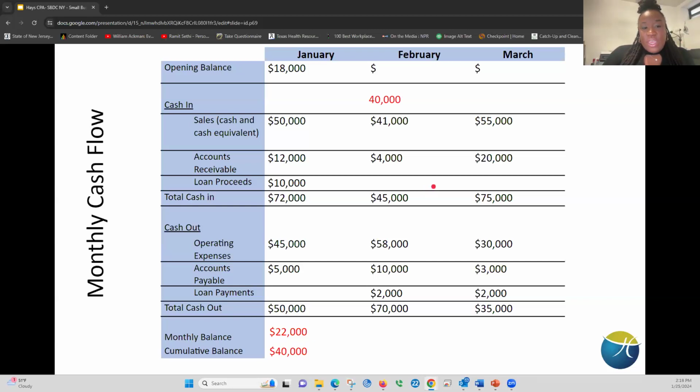Similar to January, we had some sales and some accounts receivables, as well as no loans in February. So just 45,000 of cash inflows. However, in February, we picked up a lot of outflow activities because we had 58,000 in operating expenses, more accounts payable, and we started to pay back that loan. So in February, we had a net cash outflow of $70,000. What that does is we spent more than we took in the month of February. However, we're still positive when it comes to our cumulative balance because we had 40,000 to begin with.